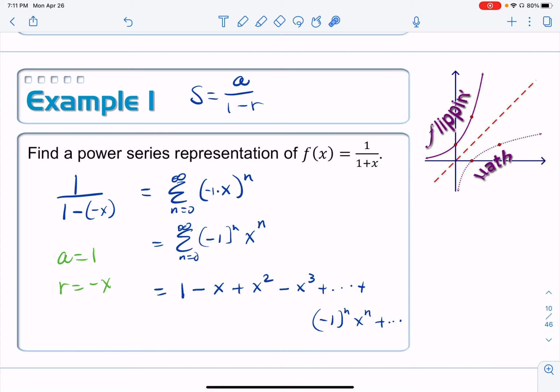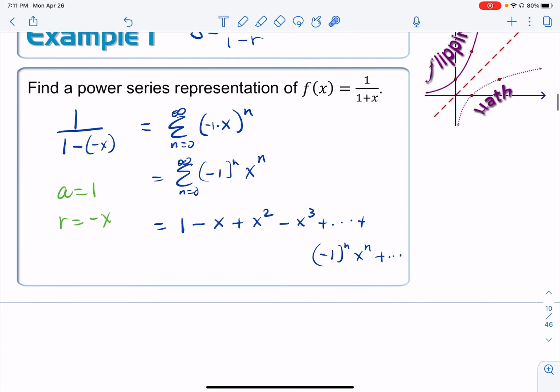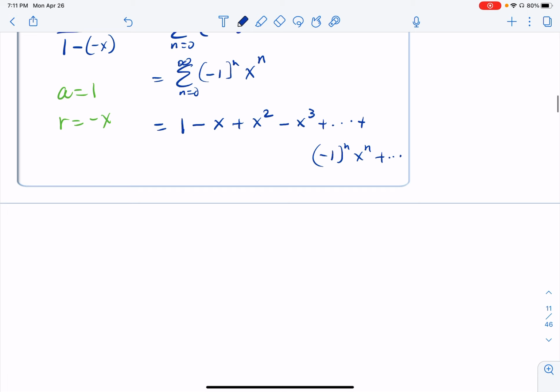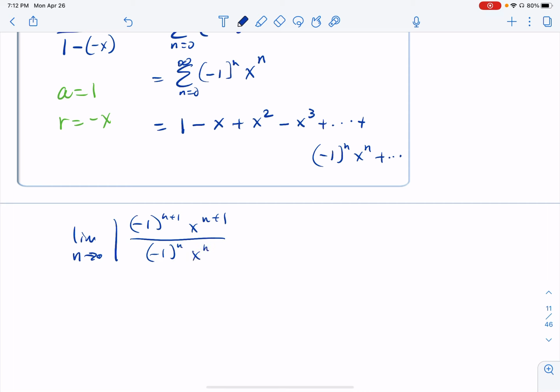Maybe one more thing that I might do for this is I might try to figure out what the interval of convergence is. Well, the interval of convergence, let's see, I use the ratio test, the limit as n goes to infinity, absolute value of the n plus 1th term, negative 1 to the n plus 1, x to the n plus 1, over negative 1 to the nth, x to the nth.